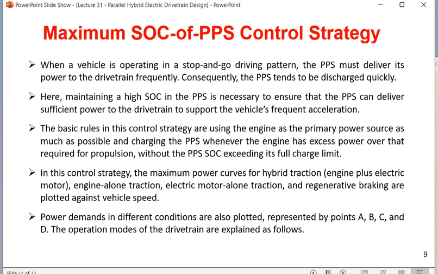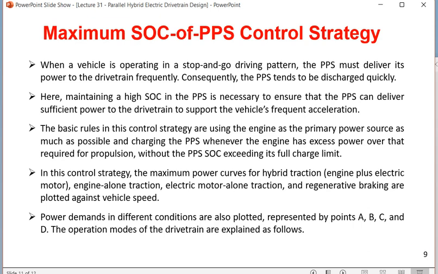Basic rules in the parallel hybrid control strategy are using the engine as the primary power source, and as much as possible always try to deliver the power to the final driving element by the engine, and at the same time charge the PPS whenever the engine has excess power over that required for propulsion. So whenever the vehicle is running through the highway with a flat road, if the engine is producing 100 watt, maybe 80 watt will be used for driving the vehicle. So use the 20 watt remaining power to charge the PPS.